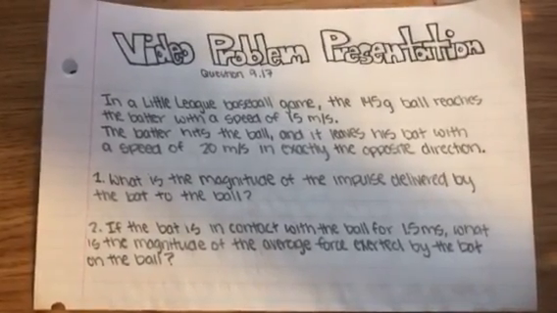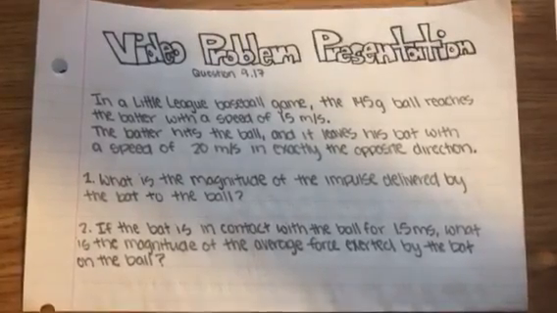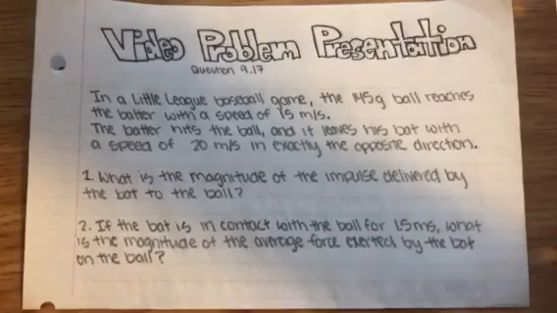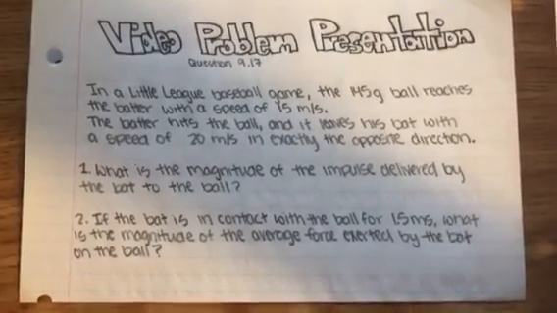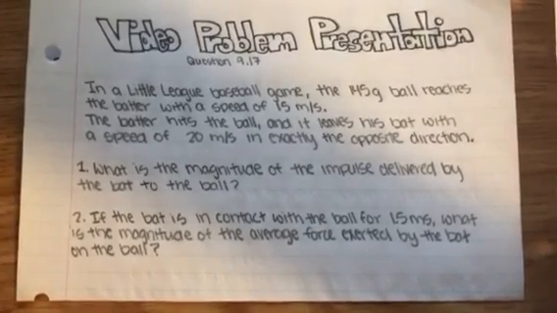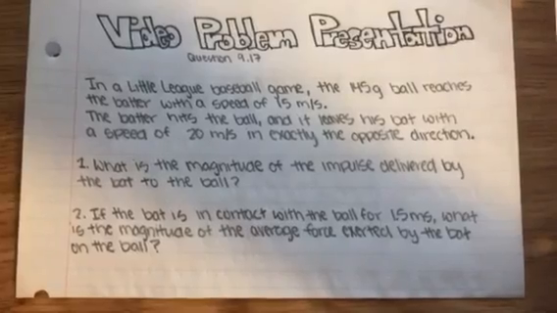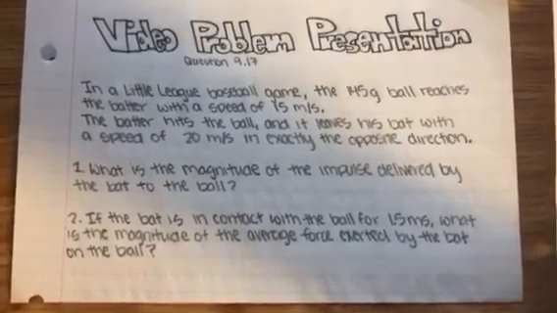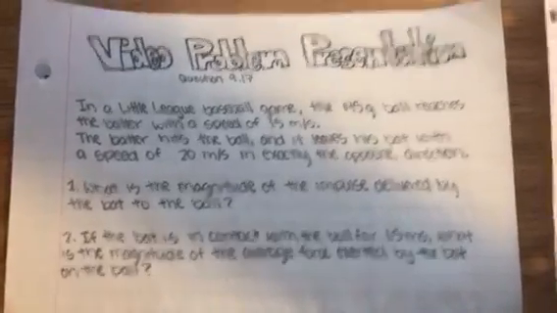The problem was, in a Little League baseball game, the 145-gram ball reaches the batter with a speed of 15 meters per second. The batter hits the ball, and it leaves his bat with a speed of 20 meters per second in exactly the opposite direction. The first question was, what is the magnitude of the impulse delivered by the bat to the ball? The second question was, if the bat is in contact with the ball for 1.5 milliseconds, what is the magnitude of the average force exerted by the bat on the ball?